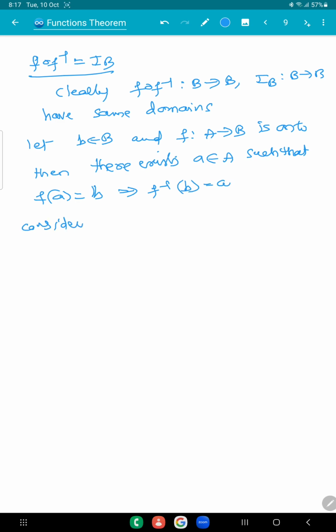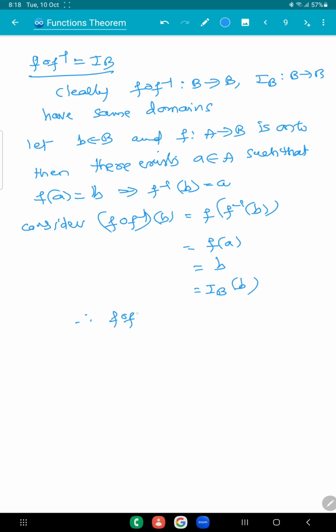Consider F circle F inverse of B. Can we write this as F of F inverse B? What is F inverse B? A, so F of A. What is F of A? B. B can be written as I_B of B. Therefore, the two functions F circle F inverse and identity function have the same domains and the images are equal.